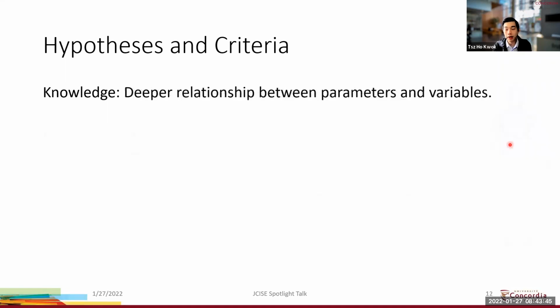The third comes from the actual relationship between the parameters and the variables. If they have no relationship at all, no matter how you learn, you won't learn anything meaningful. So if we set up the parameters and the variables so that they have a deeper, stronger relationship, then the trained model will be better.